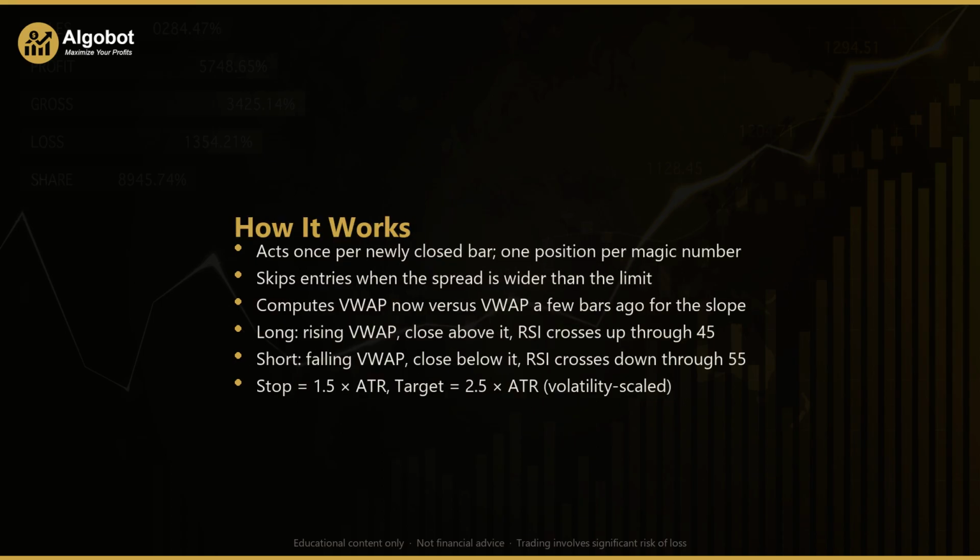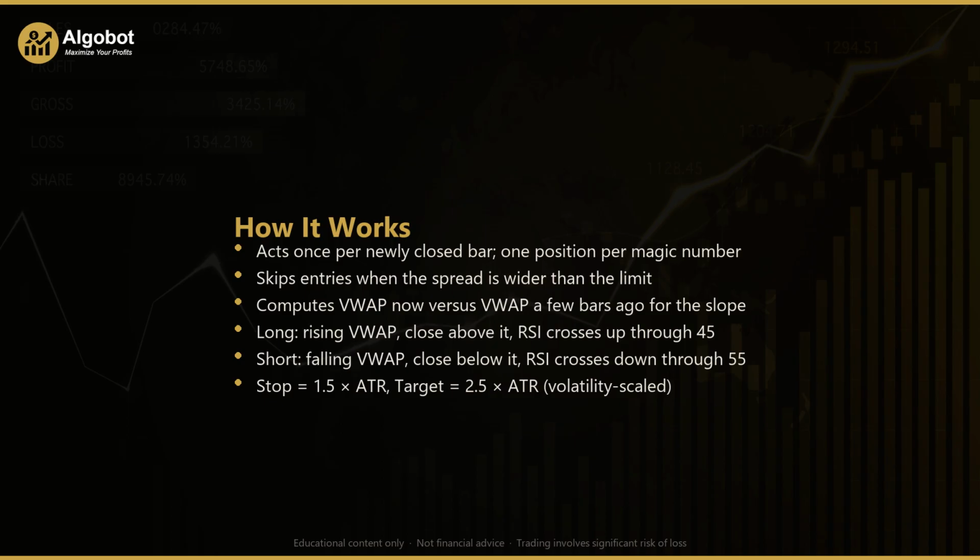The EA acts once per newly closed bar, so it never reacts to the noise of a half-formed candle. When a bar closes, the strategy updates its history and checks whether it has enough data and whether any position is already open. It only ever holds one position at a time per magic number, and it also checks the current spread. If the spread is wider than the maximum allowed, 80 points by default, the EA stands aside, because expensive execution can erode a continuation move.